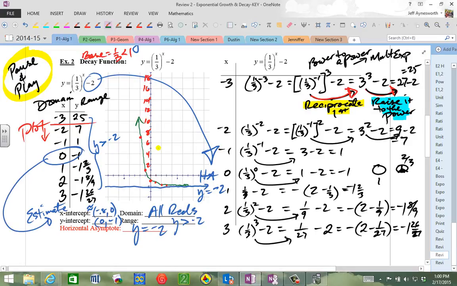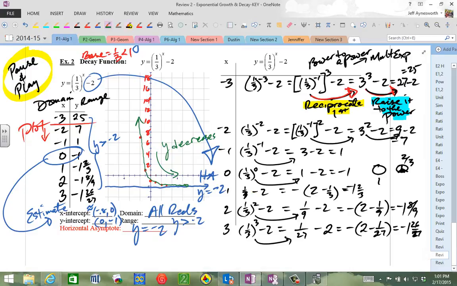is a decay function. It's decreasing. As x increases, y decreases. And so it goes down. It goes in this fashion right here. Y decreases. That's why they call this a decay function and not a growth function, because it gets smaller and smaller and smaller. Okay, let's continue here. Let's see what we got.